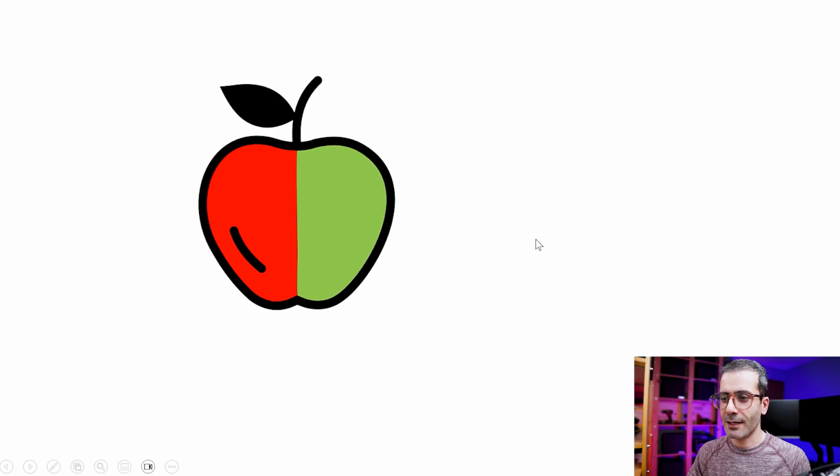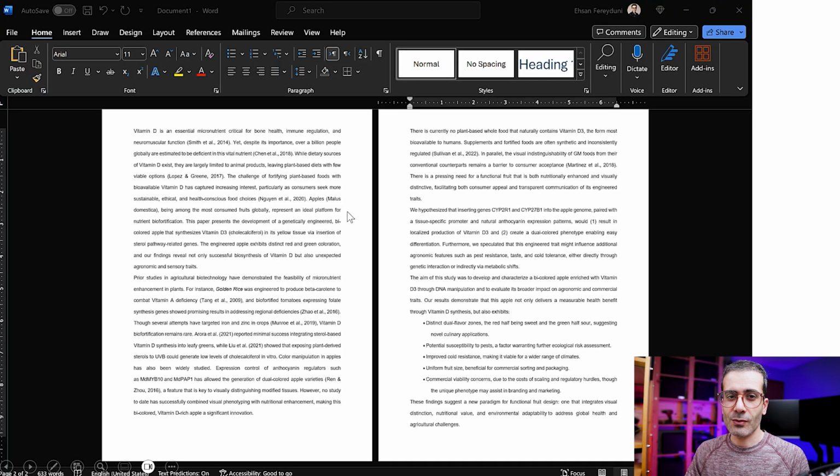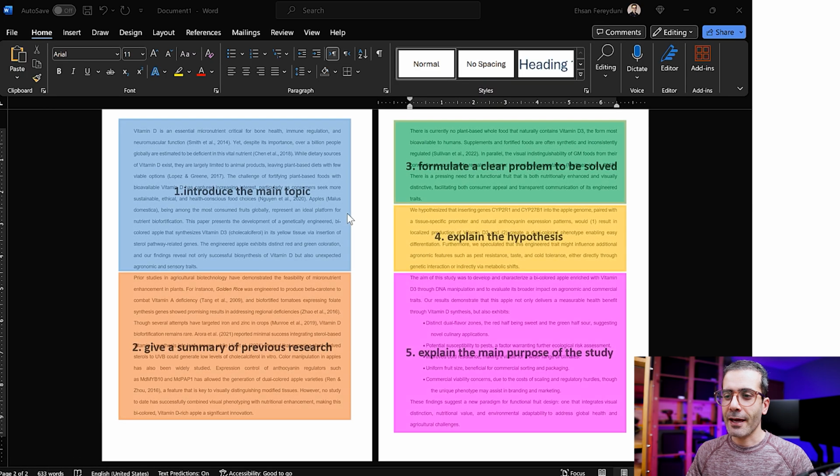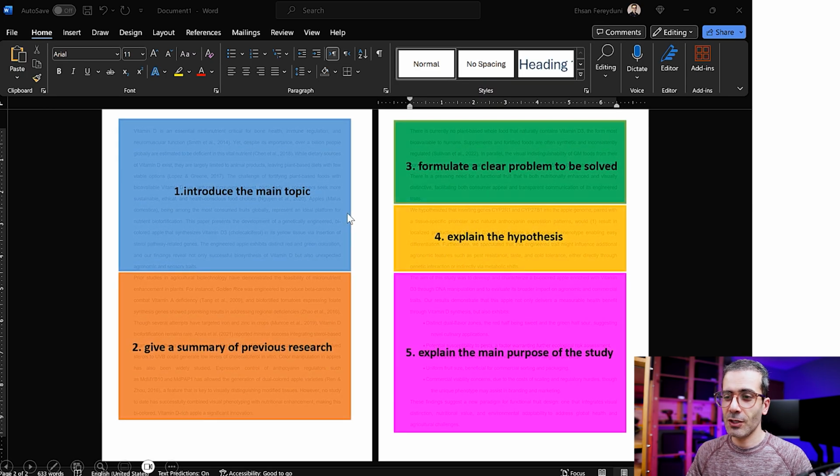That was the example that we had, and this is the introduction that I want to explore. So I'm going to zoom in and tell you all these 5 key points that we have here. So we start with introducing the main point, and then we are going to give a summary of the previous research, and then we are going to say clearly what problem we are going to solve, and then we are going to explain the hypothesis that we have, and later we are going to say what's the main purpose of your study. So you have to cover these 5 key points in your introduction.